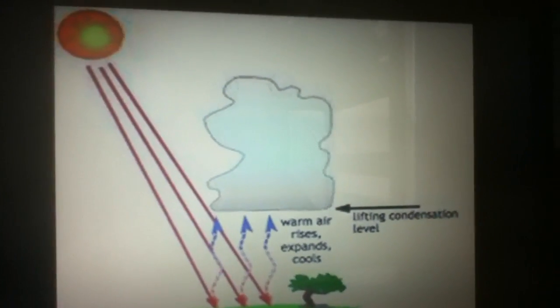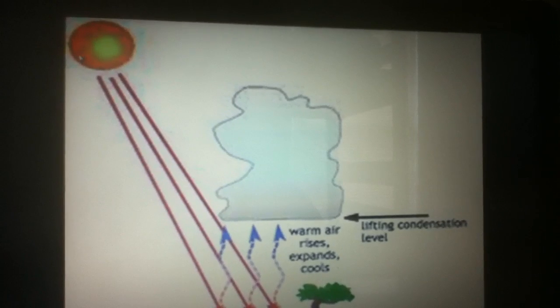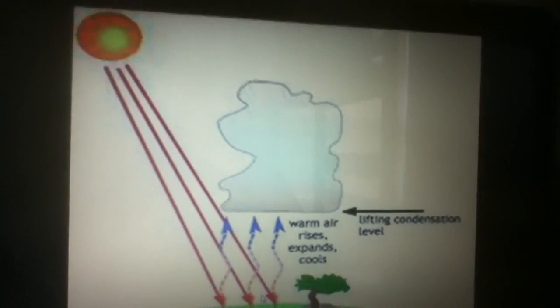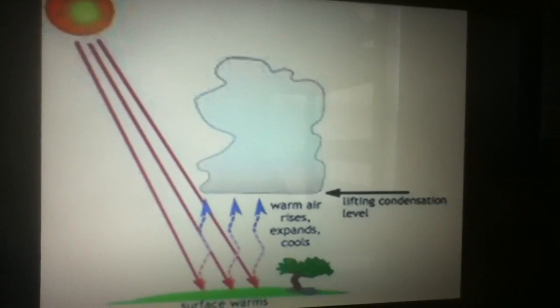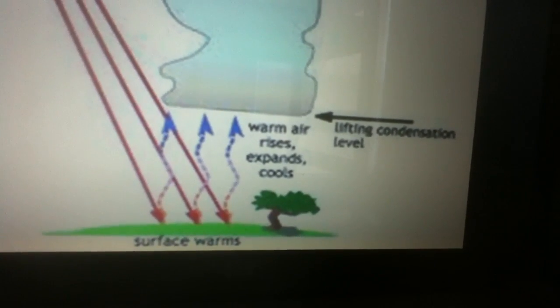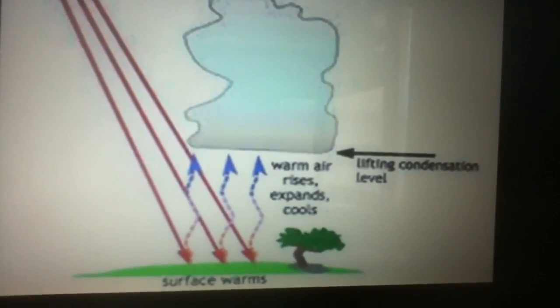Another way is sun. A lot in the summertime, spring and summertime, the sun heats up the surface and the air rises, and as it rises it cools, and right there is this lifting condensation level, basically where the air condenses, and then that forms a cloud.